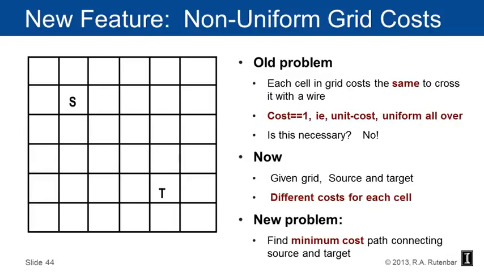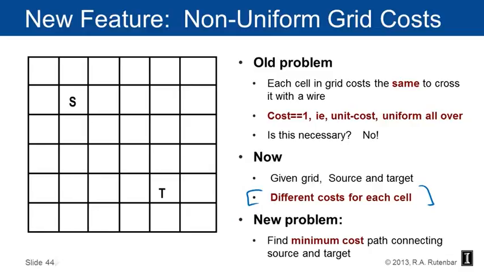In the original way we specified this problem, each cell in the grid costs the same to cross it. More or less that means everything costs 1. We say that this is the unit cost grid case or uniform unit cost grid case. Is this necessary? No. Now, given a source and a target, and again, I've got my 6x6 grid shown here with a source in the upper left and a target in the lower right, I'm going to allow you to have different costs for each cell.